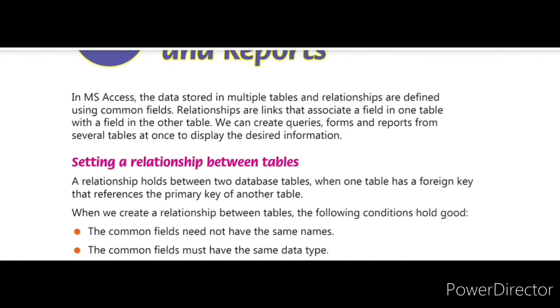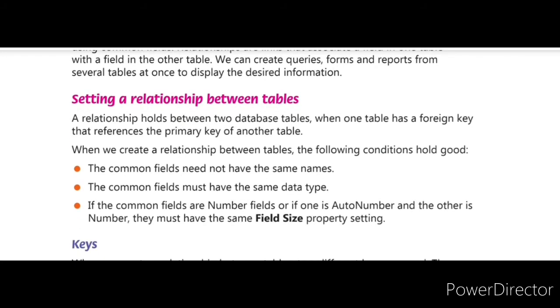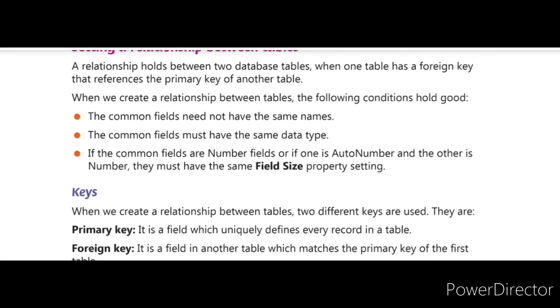A relationship holds between two database tables when one table has a foreign key and the other table has a primary key. So the conditions to be followed to create a relationship are given below. Common fields need not have the same names. Common fields must have the same data type. Also, if the common fields are number fields and one is auto number and the other is number, they must have the same field size property setting.